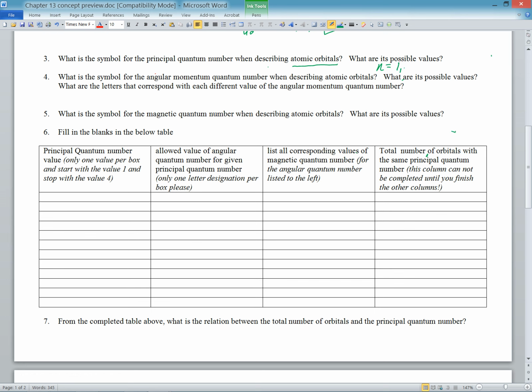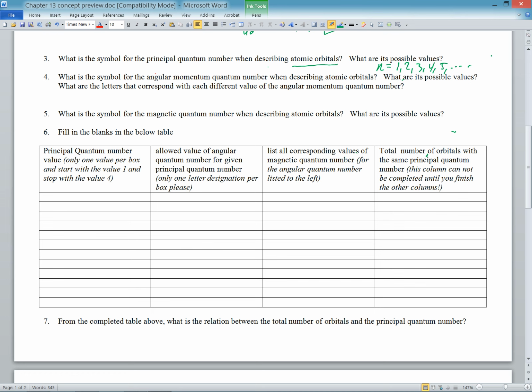Well, according to that, 1 to 7, but maybe it goes farther, right? I guess theoretically, it just keeps going. Can it be 0? Oh, yeah, look, it starts at 1. Okay. How about, Pablo, what is the symbol for the angular momentum quantum number when describing these? Little l. Remember, it was cursive, though.